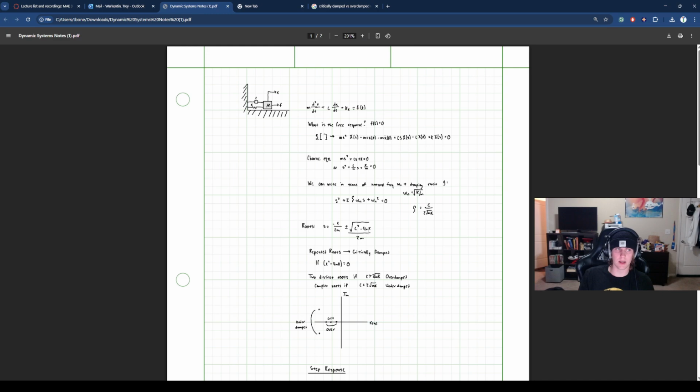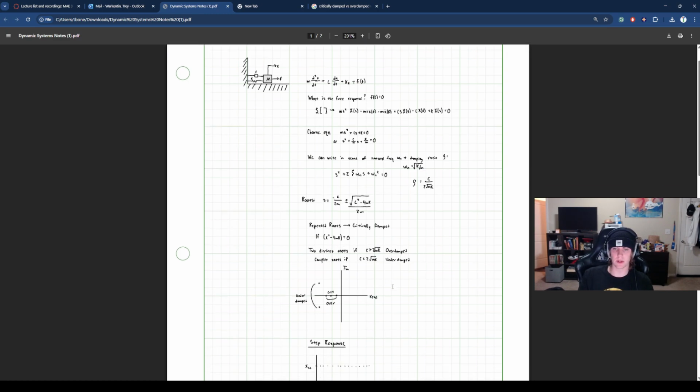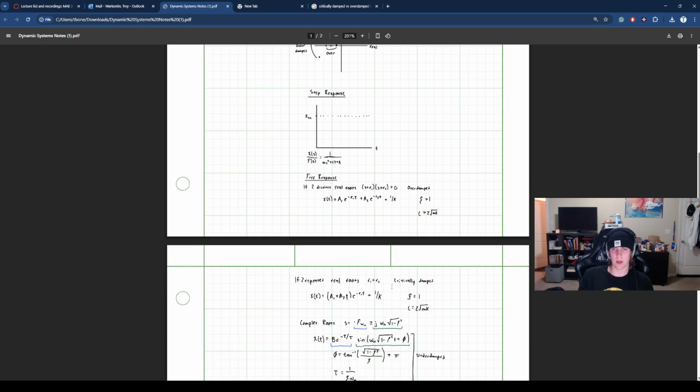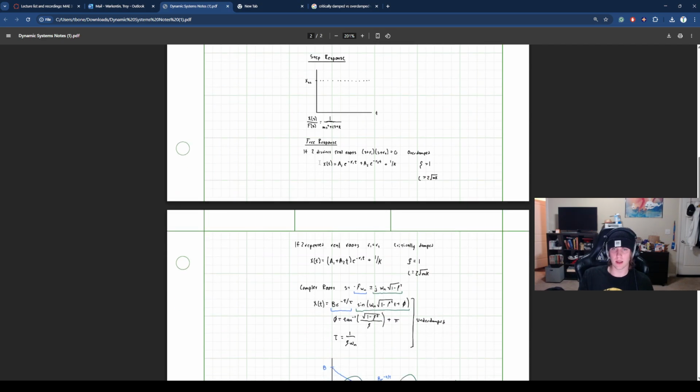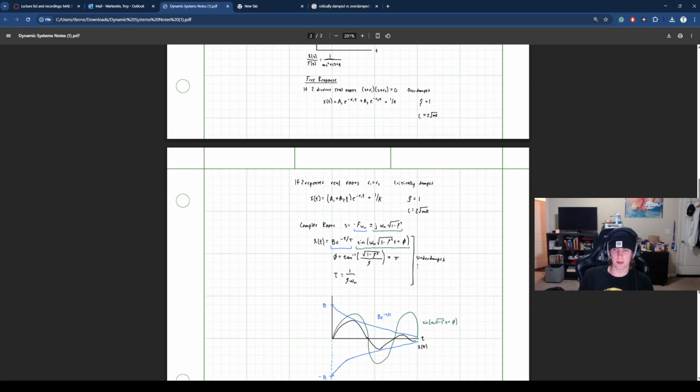We can find the roots of the equation, and depending on what those are, if they're repeated, we know the system will be critically damped. If they're two distinct real roots, then it'll be overdamped, and if it's two complex roots, then it'll be underdamped. And then we looked at the equations for the response based on if it was overdamped, critically damped, or underdamped.